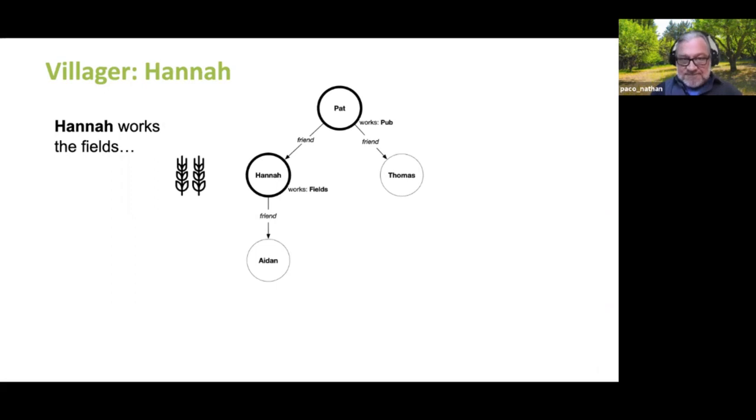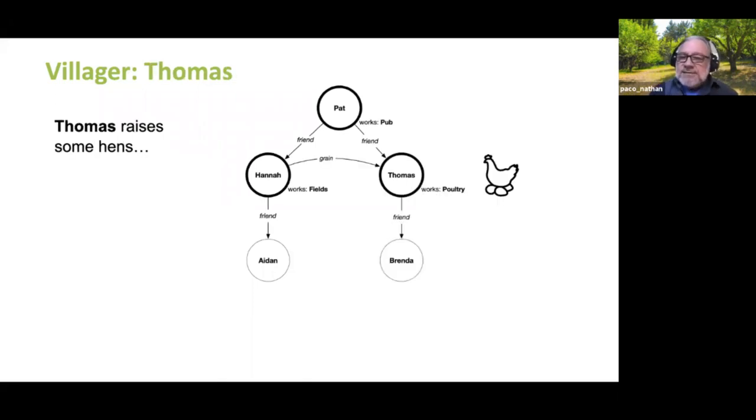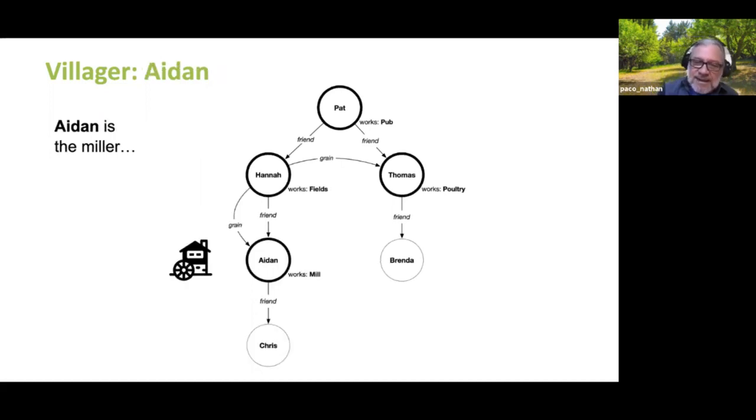Now let's expand this. Hannah works the fields, produces grain, and has a friend, Hayden. And Hannah sells grain off to another person here we talked about, Thomas, who works poultry and produces eggs. Thomas is a friend of Brenda. And then we'll take a look at Hayden. Well, Hannah also sells grain to Hayden. Hayden works the mill and produces flour from the mill. Hayden has a friend, Chris.